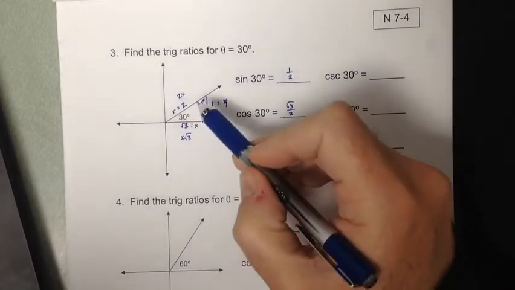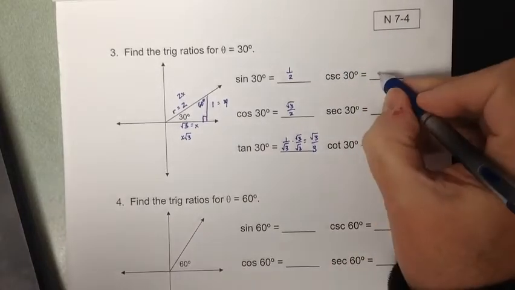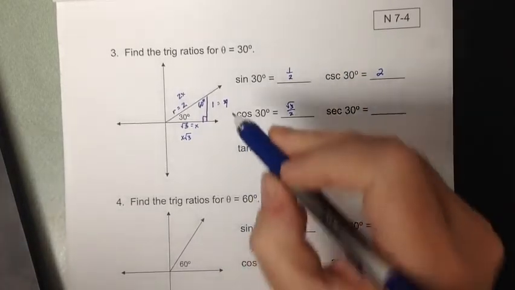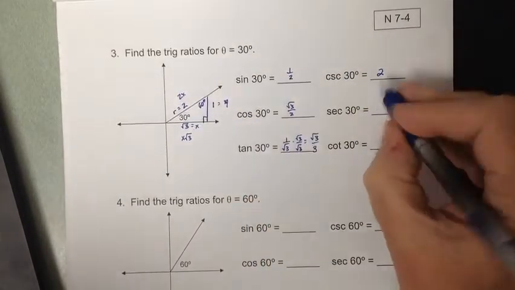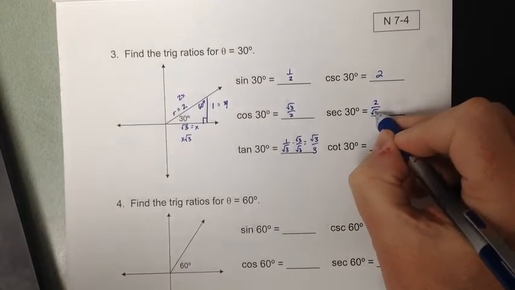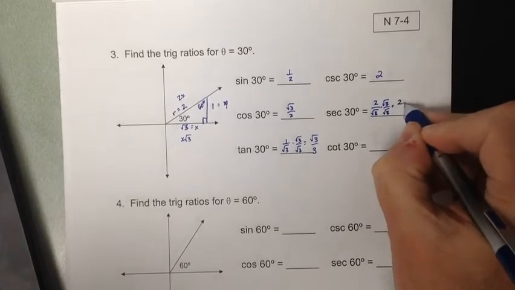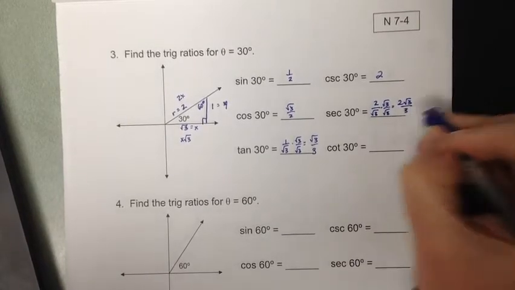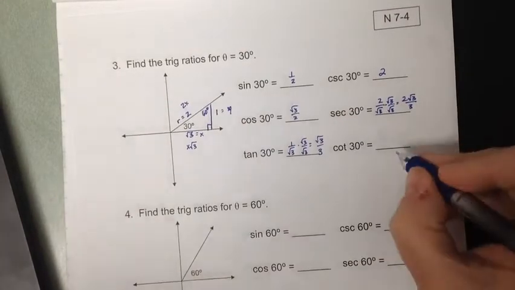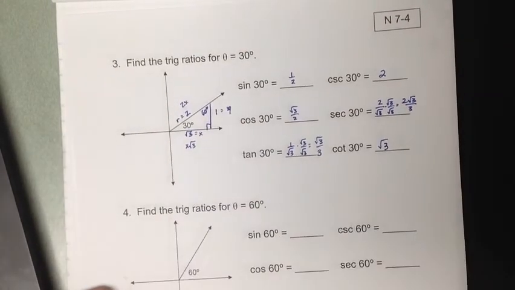My cosecant is r over y, 2 over 1. That's 2. Secant is r over x, 2 over square root of 3. And again, I'm going to rationalize that. So that's 2 root 3 over 3. And then x over y is root 3 over 1, which is root 3.